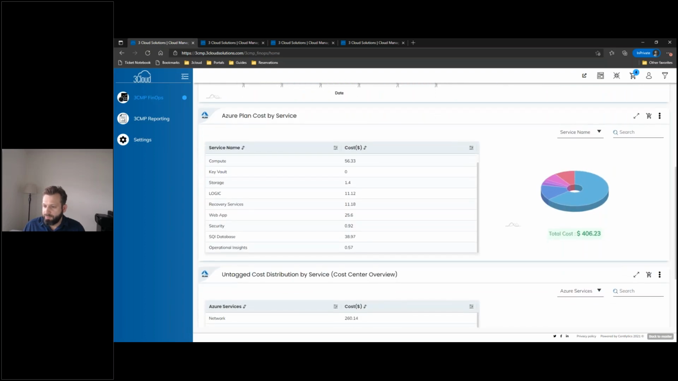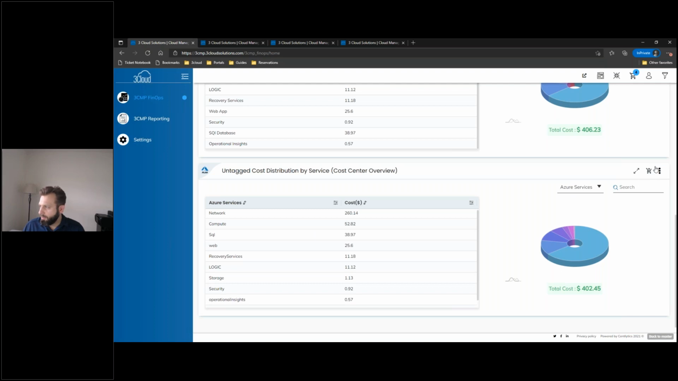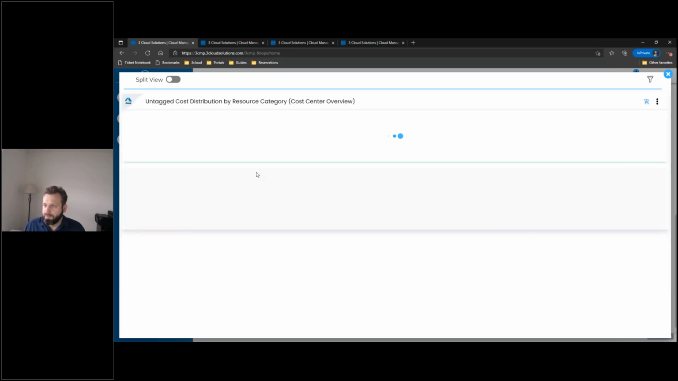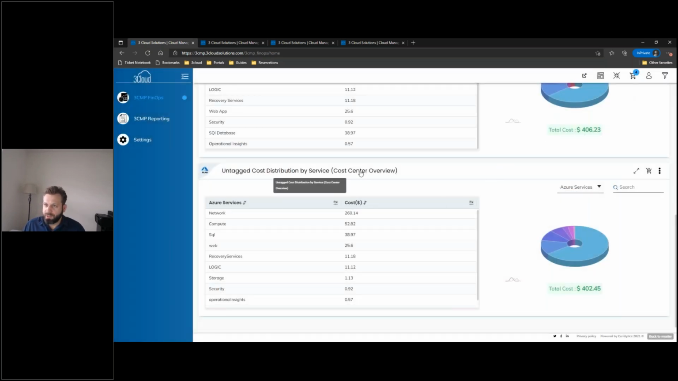So here's just a different view of this. And then down to untagged cost by distribution. So again, where is the stuff that is untagged? You can deep dive this, click into recovery services. We can see, all right, this is untagged. And same thing, you can always do split view and look at any of this side by side if you want, or all of these views are customizable.